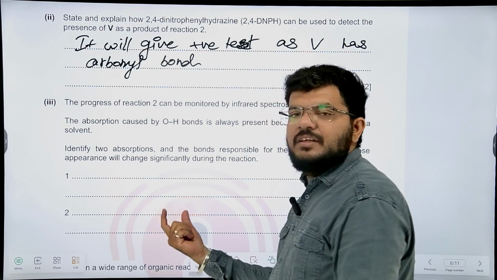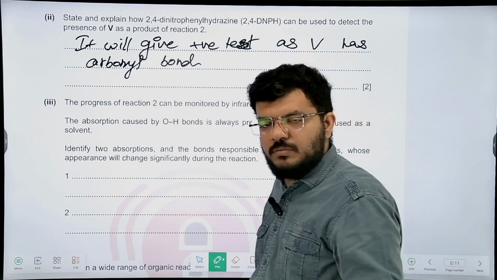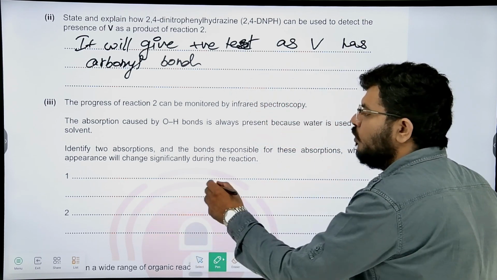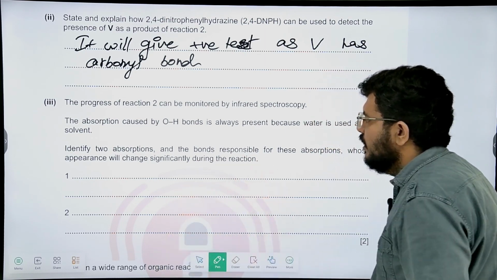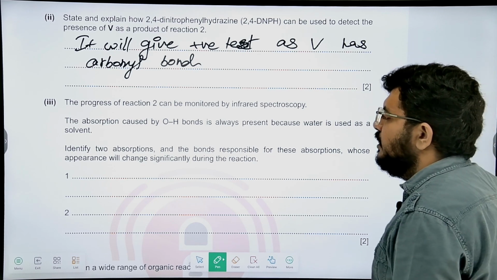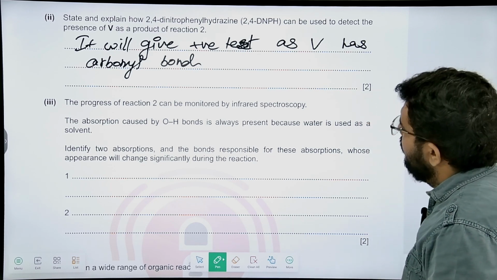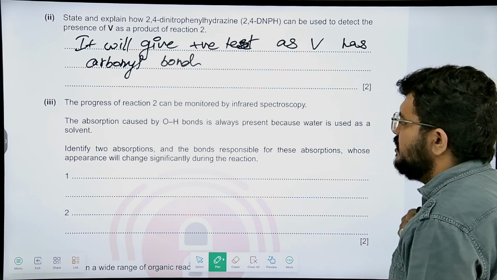I will not add the data values because even I don't remember those values. I just tell you what to write. You can find that out from your data booklet and write down the values. The absorption caused by OH bond is always present because water is used as a solvent.